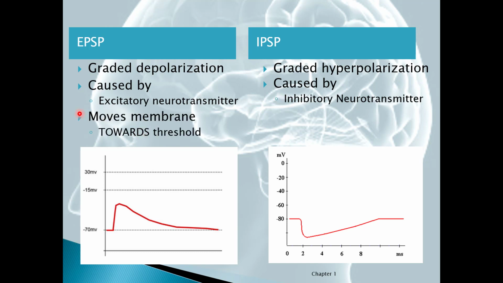So an EPSP is going to move the membrane towards threshold. We see how we're depolarizing towards threshold. An IPSP, on the other hand, moves the membrane away from threshold. So it's moving it away from threshold. Now, if an EPSP moves us towards threshold, it's more likely to contribute to causing an action potential. An IPSP moving us away from threshold is more likely to contribute to preventing an action potential.